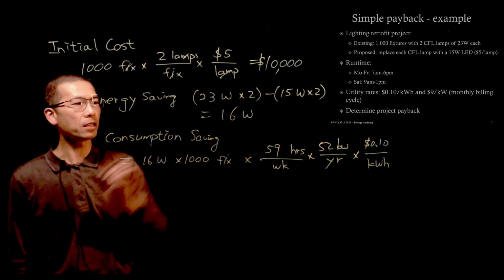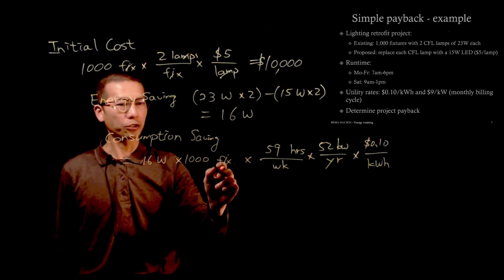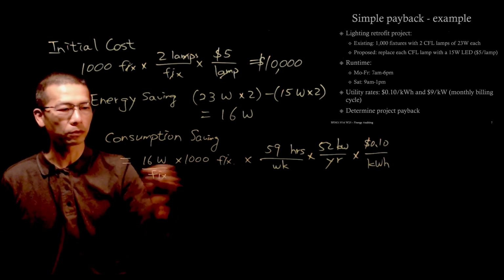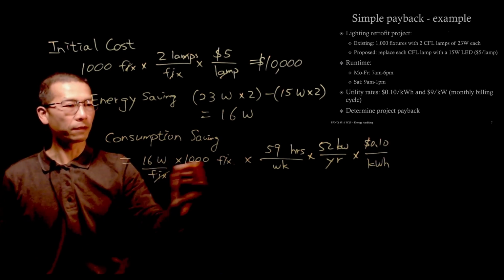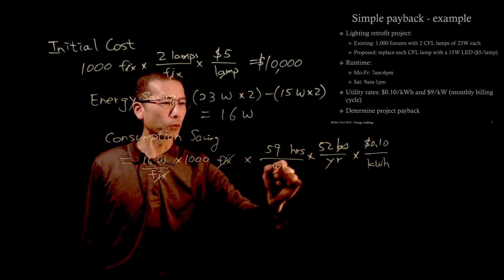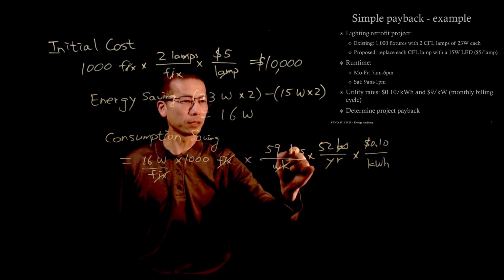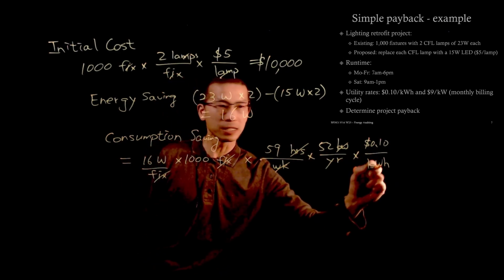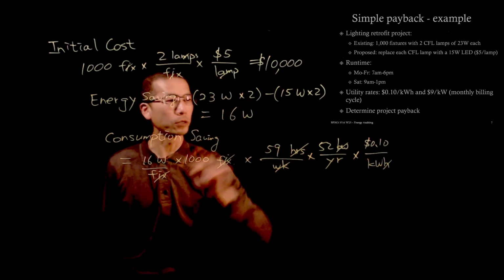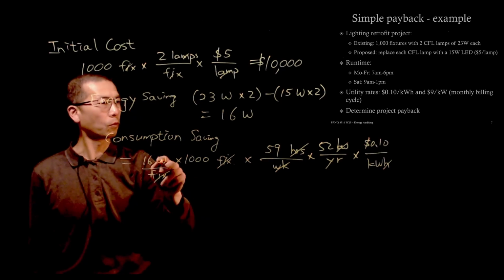Now let's check the unit. I have a fixture here. So this is 16 watts per fixture. I forgot to write that. So fixture and fixture, week and week. We want to save per year, so it's there. The hours cancel out, just this kilowatt hour, right? So we still have dollar per hour and kilowatt.